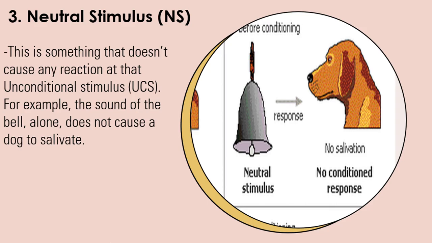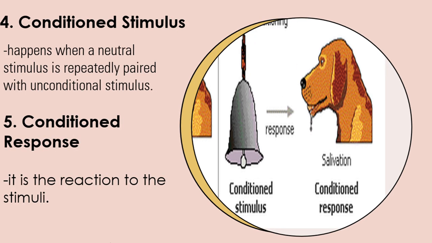Neutral stimulus. A neutral stimulus is something that does not initially cause any reaction. It's a stimulus that has no effect on the subject before the conditioning process begins. In the example provided, the sound of the bell is the neutral stimulus. It does not cause the dog to salivate on its own, and it's presented with the unconditioned stimulus, the food, during the conditioning phase.